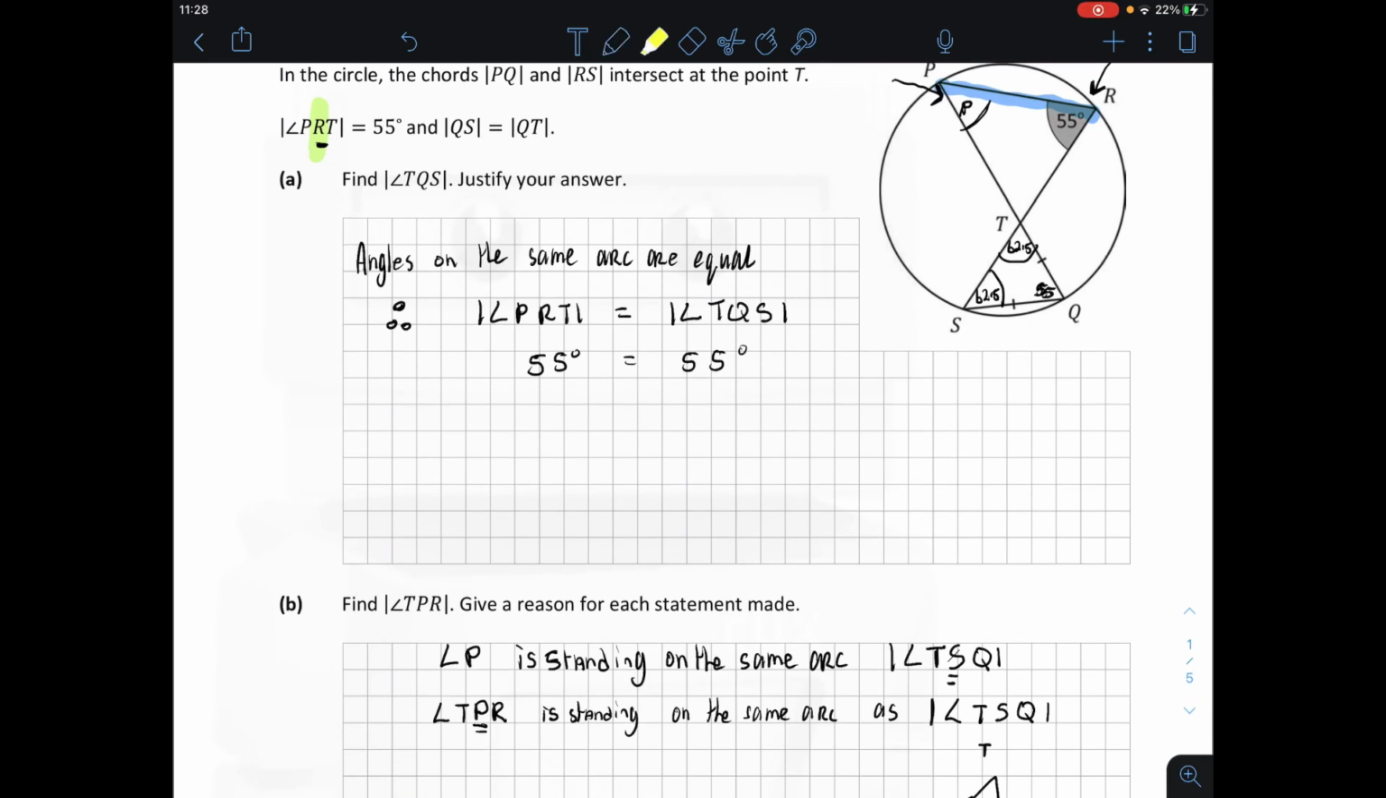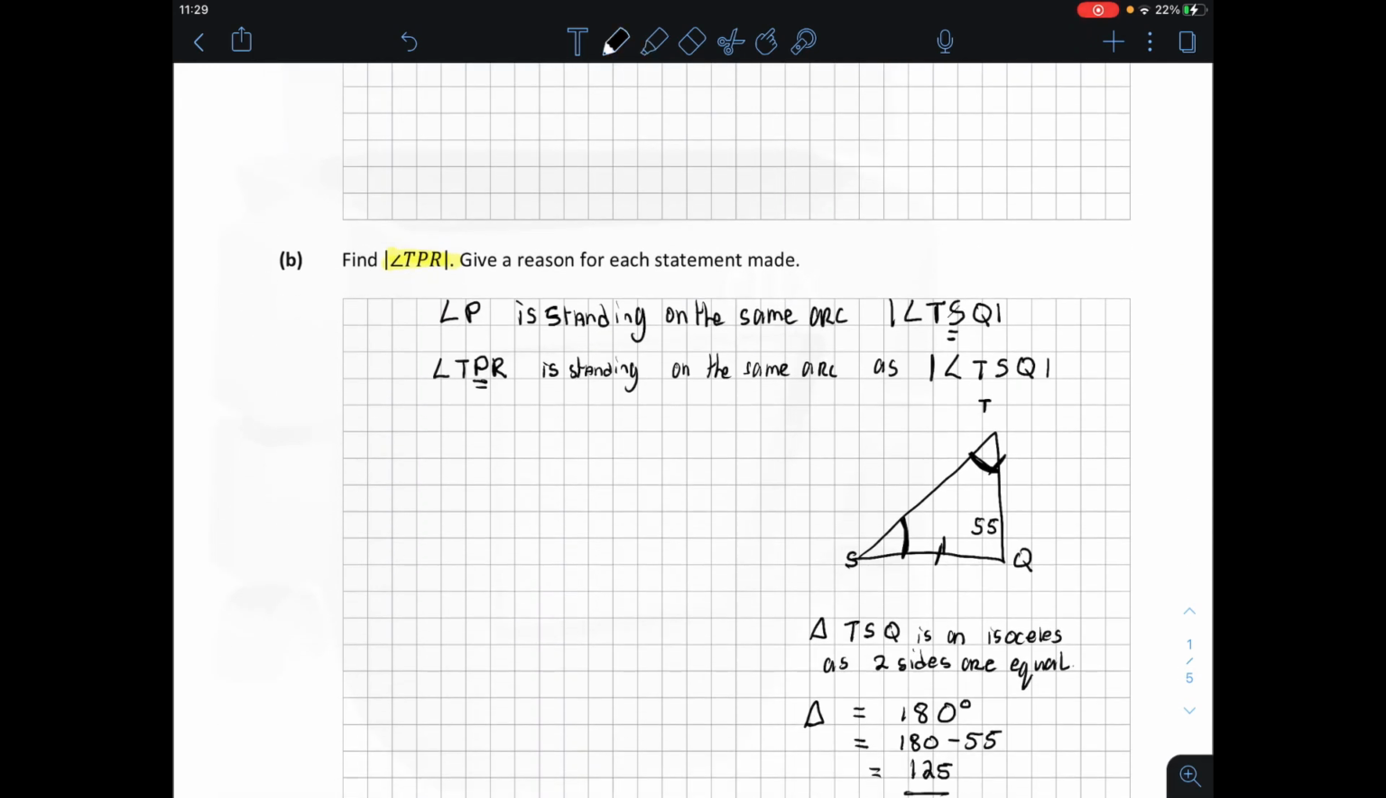Now remember what the question is asking you to find. We're trying to find the angle TPR. So we're finding this angle up here. Well, as we already stated, TPR is on the same arc as TSQ. Therefore, our angle TPR is equal to 62.5 degrees.